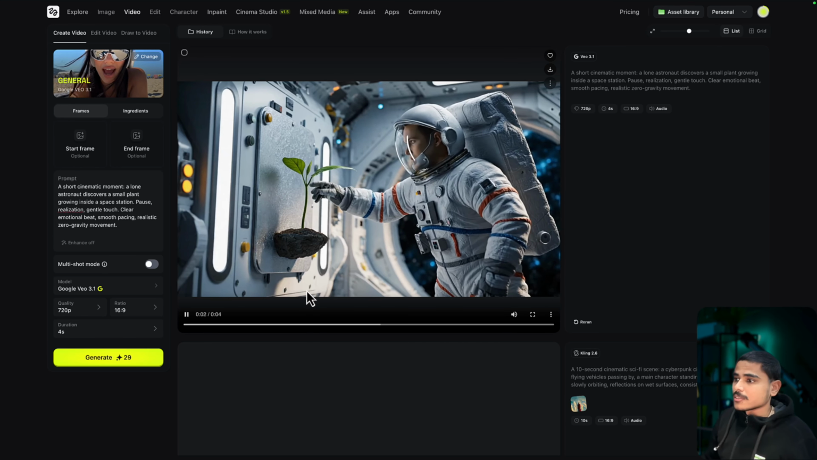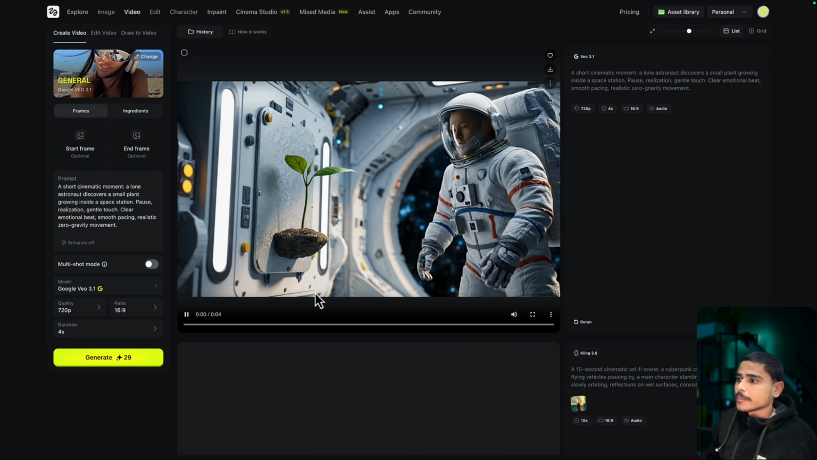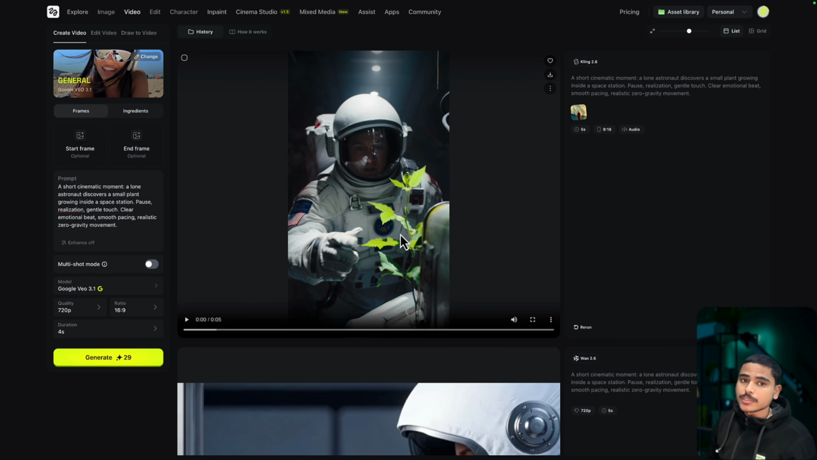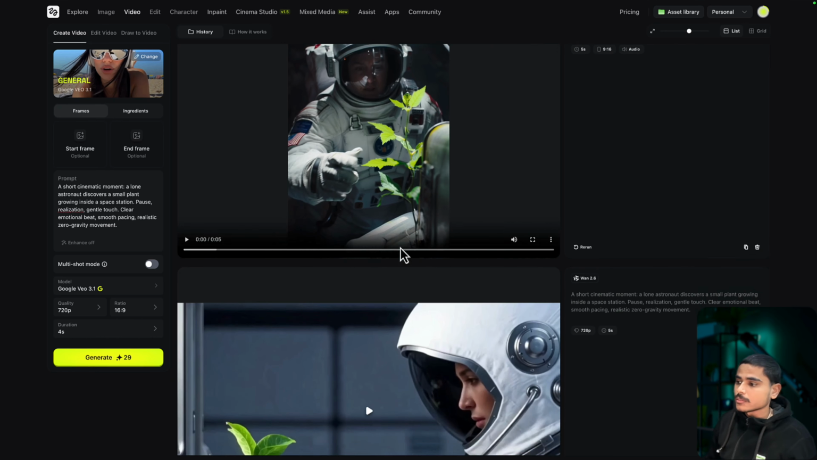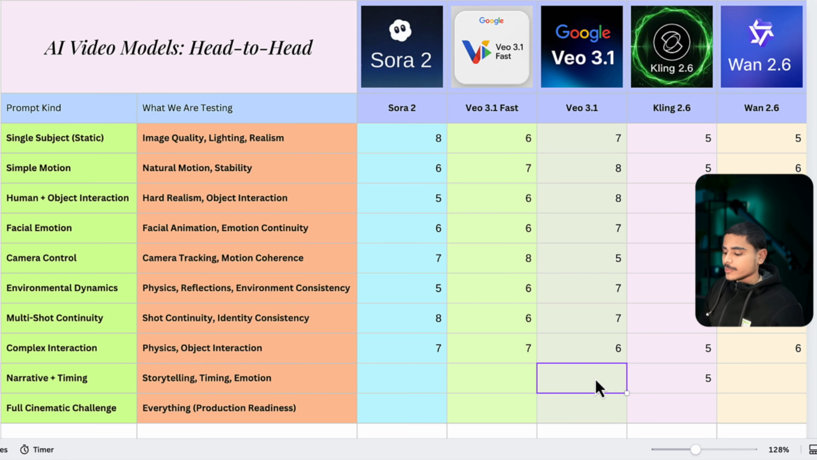Now this is the result from Veo 3.1. I think this time Kling 2.6 did the worst with the camera movement. It's going to get 5, and then Veo 3 and then Sora and then Veo 3.1 fast and Wan 2.6. They actually followed the pause and the emotional shift.